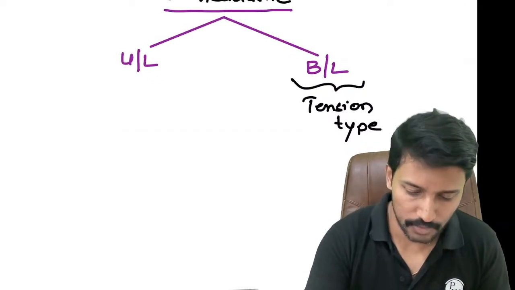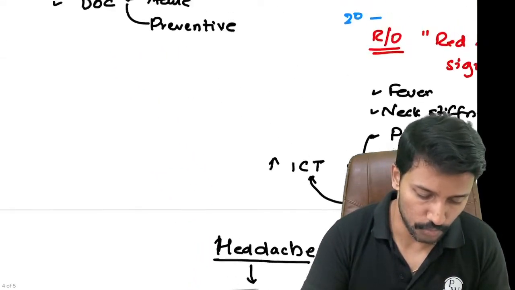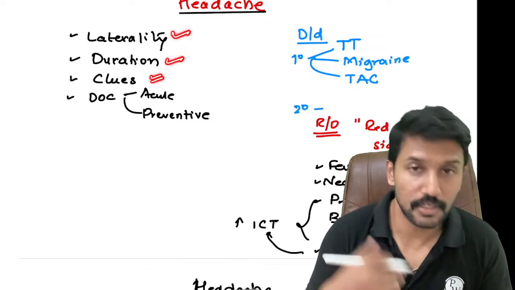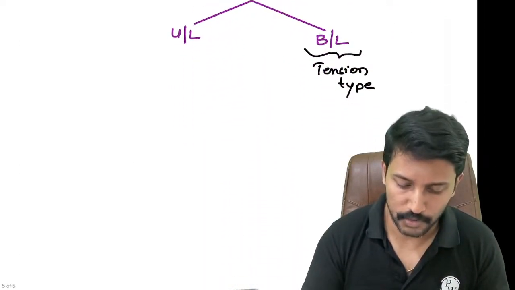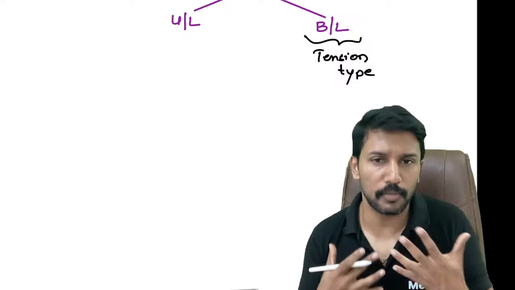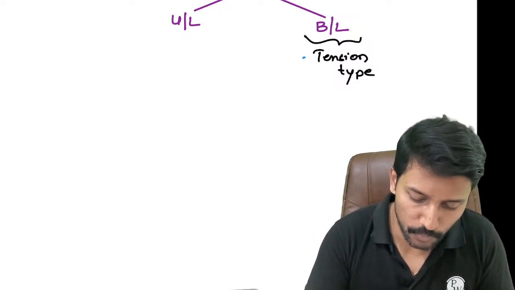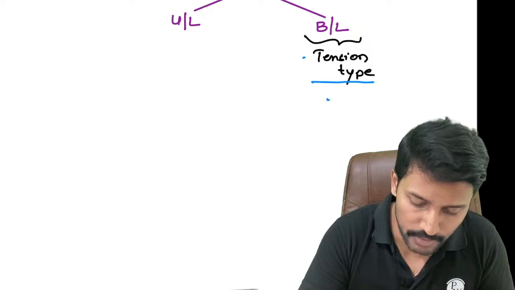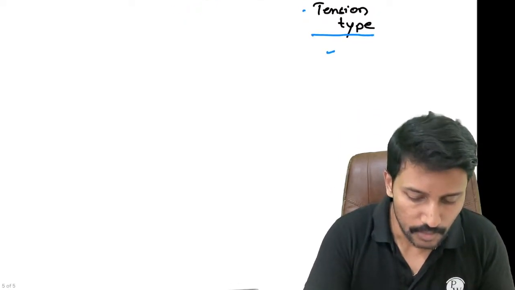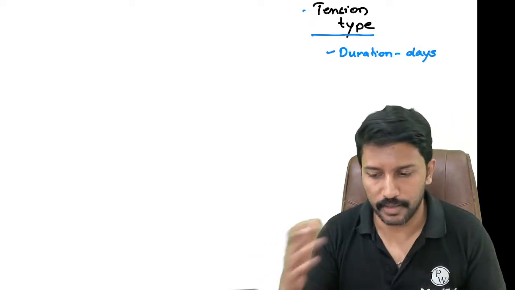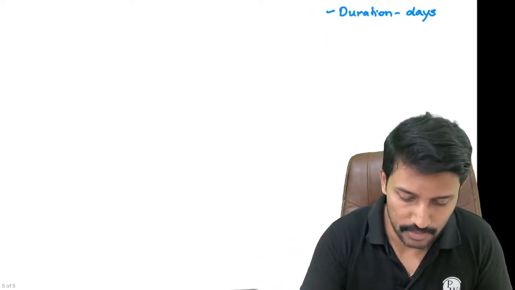Now in tension type, there will be additional clues. As I've already told you, apart from laterality, duration and certain additional clues that the examiner gives, we should also look for that to confirm our own assumption of diagnosis. So in tension type of headache, apart from being bilateral, what additional points will the examiner mention? He will mention that the duration of headache usually runs for several days. It is a chronic headache, usually runs for several days.